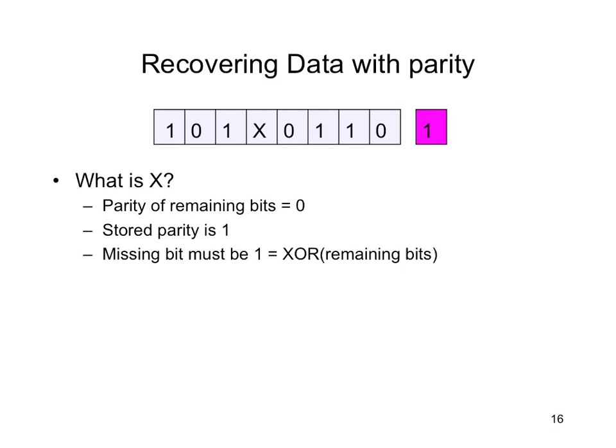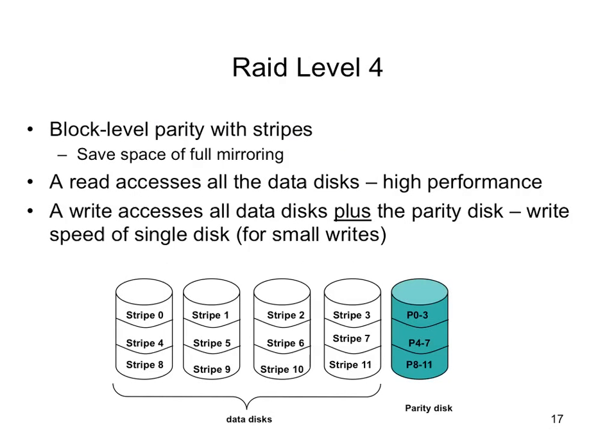So let's look at how this manifests in RAID 4. With RAID 4, we will go back to striping here. Striping, remember, gave us great performance. We're going to take our data and stripe it across n minus 1 disks, where n is the total number of disks in your system. So here, we have 5 disks. We'll stripe the data across the first 4 disks, and then we'll put the parity on this final disk.